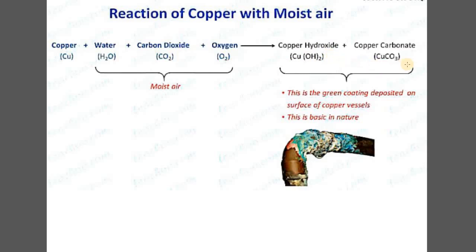So you can write it this way, or you can simply write it in the form of a complex. So this green colored coating which is deposited on the surface of copper vessels is basic in nature. And there was a question also in your textbook: why do we clean it with something which is sour in taste or which contains some acid? It is so as to neutralize the effect of this basic copper carbonate. So just remember, this reaction is very very important and you need to remember this.